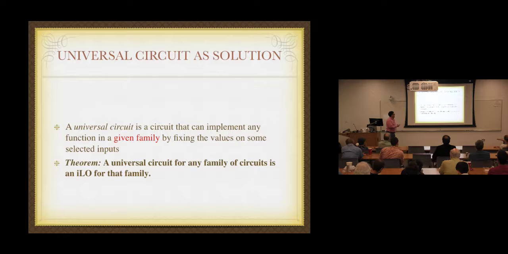Generally speaking, a universal circuit is a circuit that can implement any function from a given family by fixing the values on some selected inputs. You have the input: one part is called programming inputs and the other is regular inputs. So what's an example of a family of circuits? I will give you an example later, on the next slide. The family is really important.